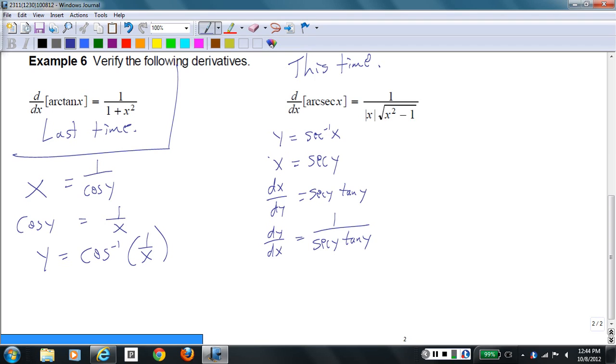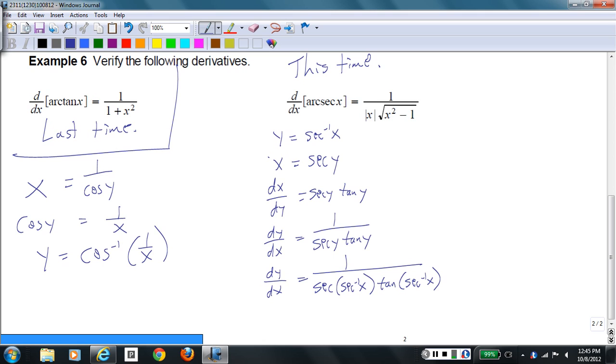Now, it might make sense to write this in terms of cosine, except that the y is inverse secant. So secant of inverse secant might be simpler than cosine of inverse secant. So I'm going to leave it like this, and what we need is to be able to simplify this: 1 over the secant of the inverse secant of x times the tangent of the inverse secant of x. Because y, after all, is inverse secant of x from the top.